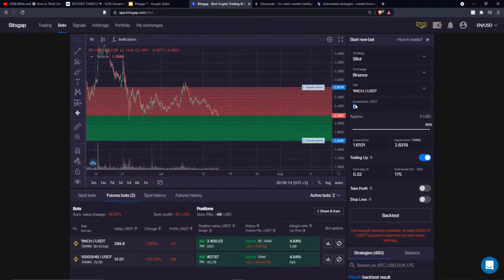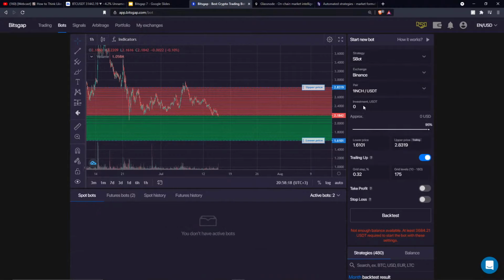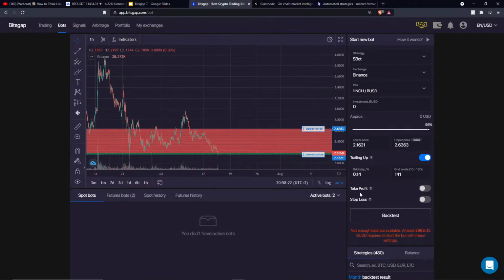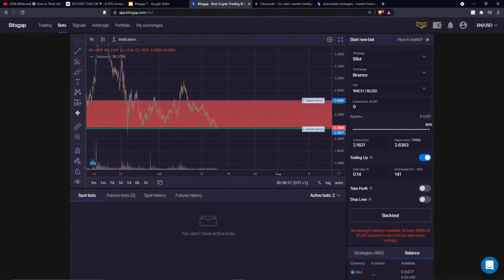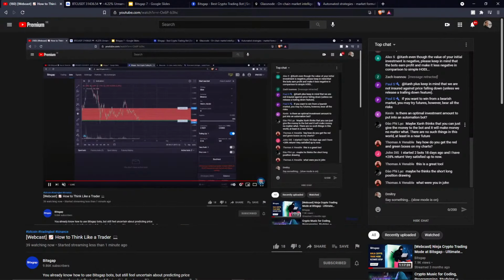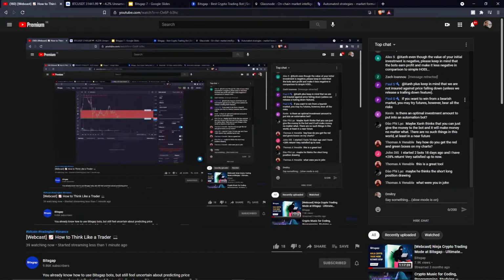Why am I not able to use it? Yeah, I should go this way. Maybe, yeah, because I have no money on this account, so I cannot show it to you. But anyway, here you would see the exact split of your investment.